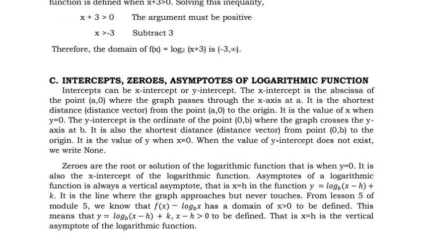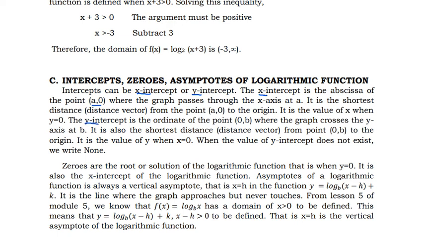The intercepts can be x or y. The x-intercept is the abscissa of the point A0. That means, ano ang value ng A or x if y is equals to 0? Therefore, f of x must be 0. What is the value of x? That is our abscissa or the x-intercept. And it is the shortest distance.